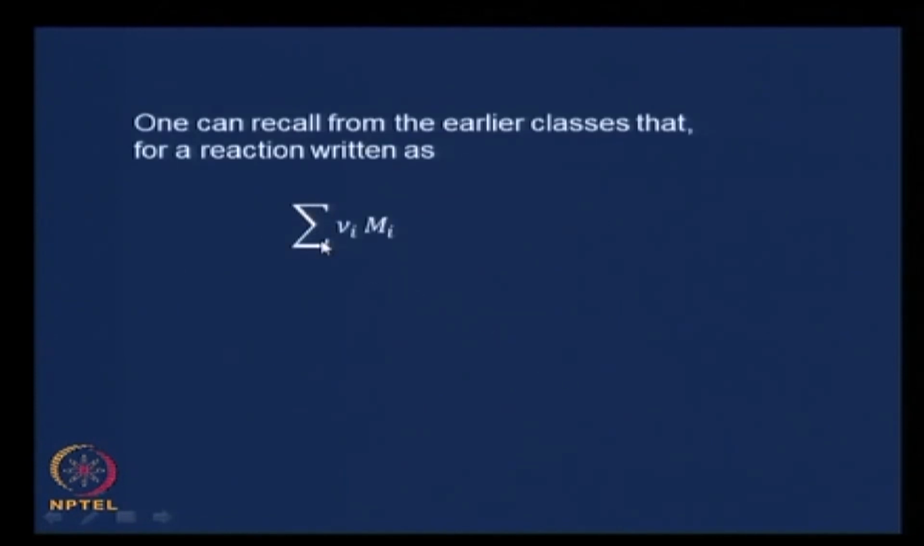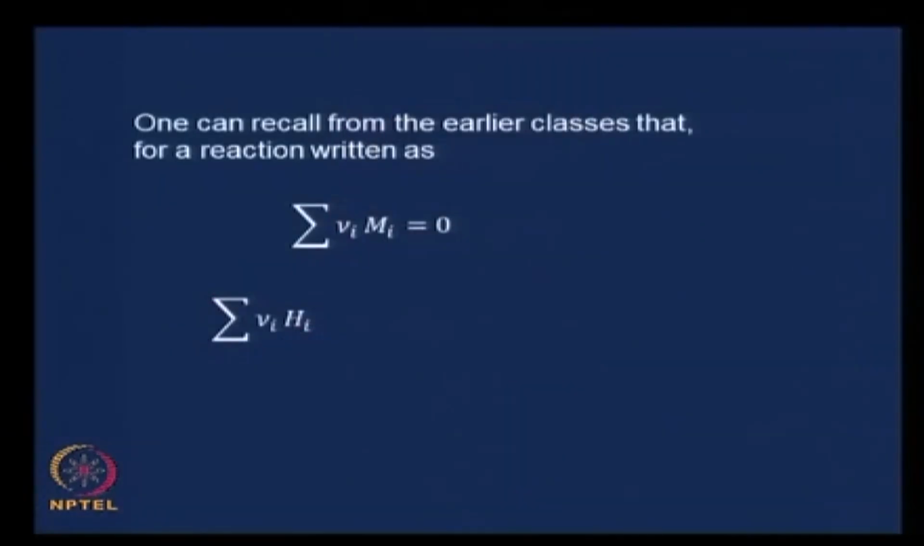and sum over ν_i M_i equal to 0 for a reaction written like this, as just mentioned, sum over ν_i H_i. Recall that ν_i is positive for products on the right hand side of the chemical expression, and ν_i is negative for the reactants on the left hand side of the chemical expression. This ν_i H_i summed over all i is nothing but the enthalpy change of the reaction.